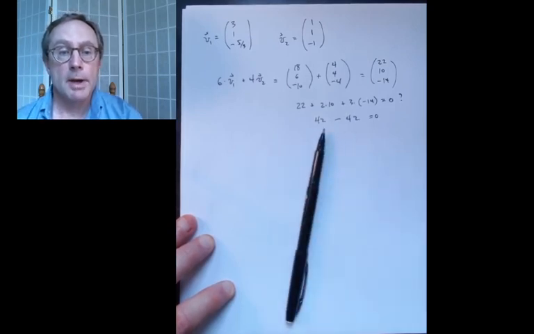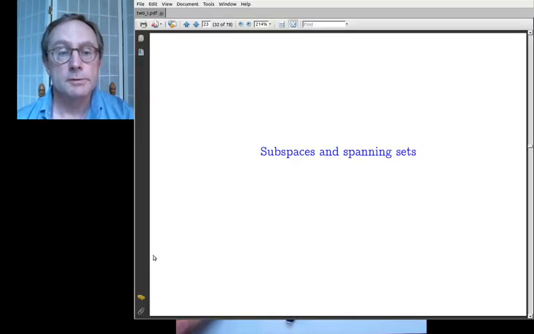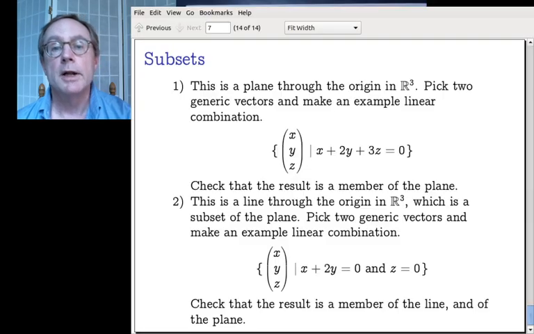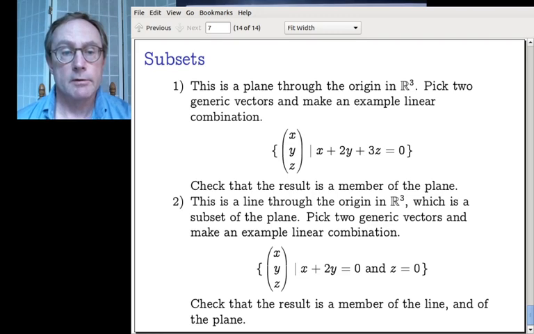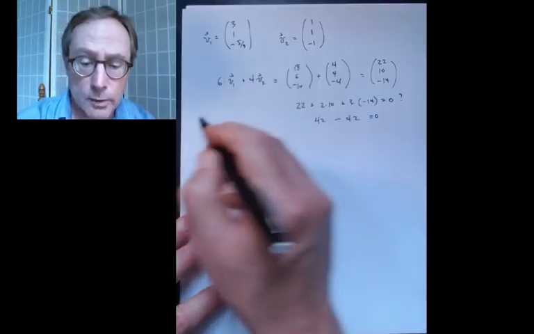Okay, I remind you back to the screen. There we go. Remind you back what the second question is. It's the set of x, y, z's where x plus 2y equals 0 and z equals 0. That's a line through the origin because you have one free variable, y. And I'm going to pick two 3 tall vectors that have that property and do a linear combination of them. So let's get rid of it and see how we do with 2.